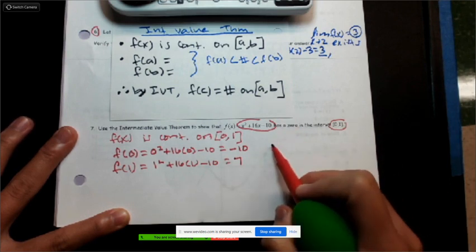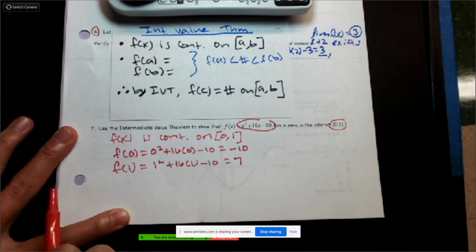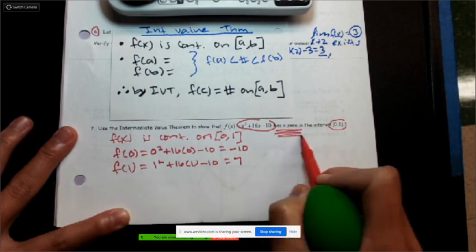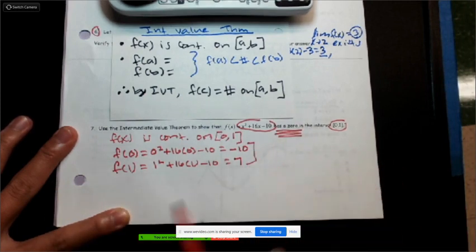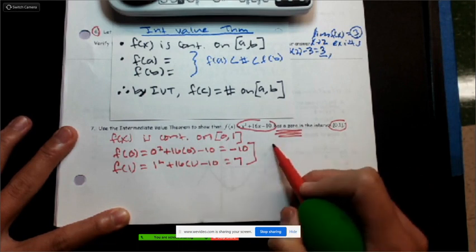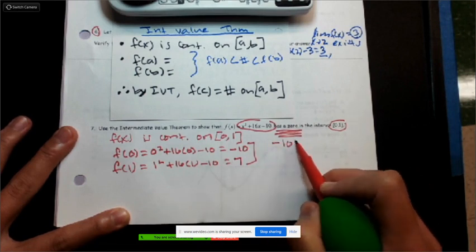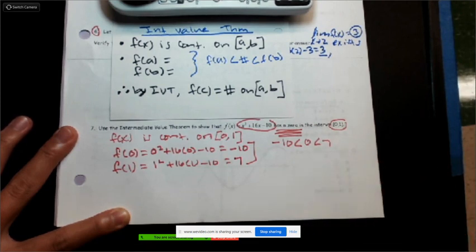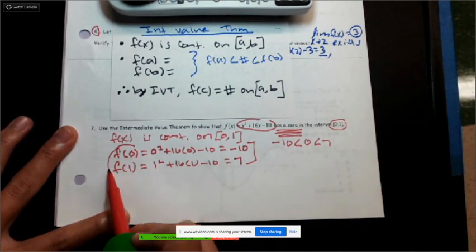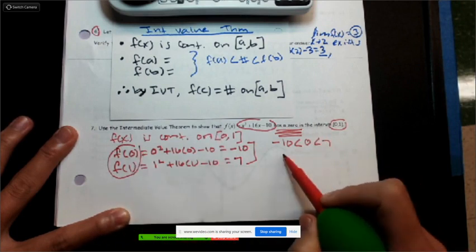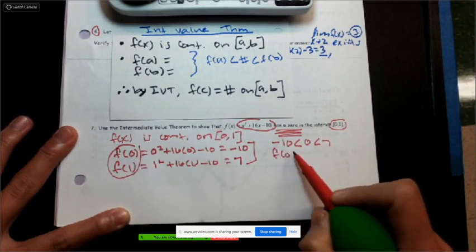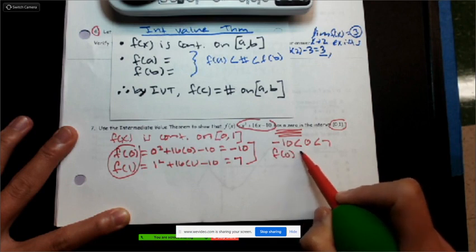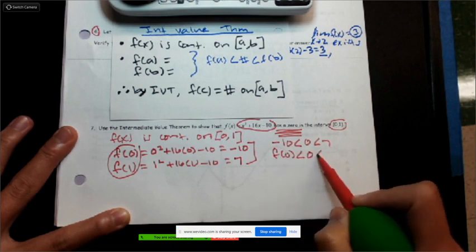So I'm going to go ahead and then say, is the actual number within? Would you agree 0 is within the given value? So I'm going to write it as -10 is less than 0, less than 7. But I also want to write it in a formal way with the y value. So I now have f of 0 is part of -10 is less than 7.